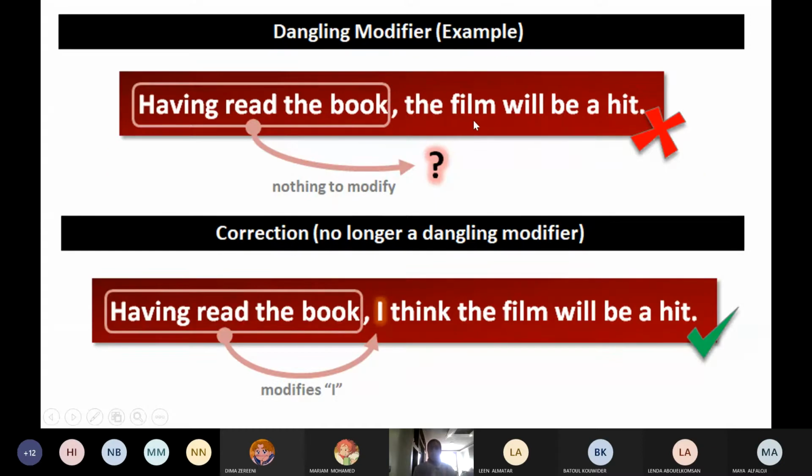Having read the book, the film will be a hit. Okay, who did that? Here, the film will be a hit is a sentence, an independent clause. Having read the book modifies whom? Who has read the book? So how do I correct it? I add "I think the film will be a hit," and I fix it, because I can say "I." So having read the book, I or he or she thinks the film will be a hit, because "having read the book" refers to I or he or she or any subject here.